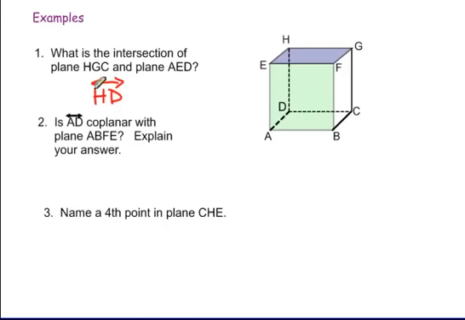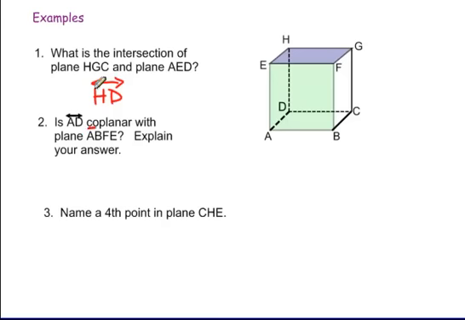Now, take a look at this picture. You don't see a line. You see a segment. But according to the last postulate, when two planes intersect, they intersect in a line. So I need to make sure I'm using my line symbols. Okay, number 2. Is line AD coplanar?